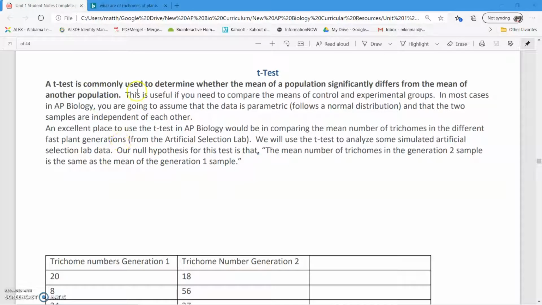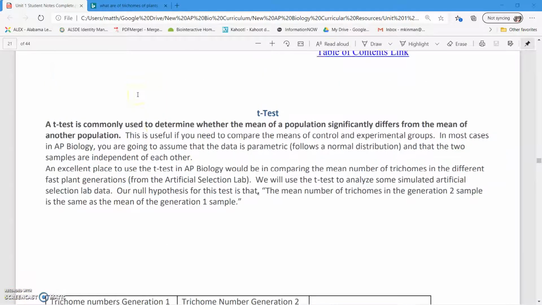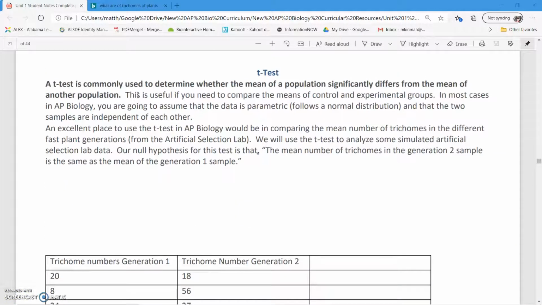So a t-test is used to determine whether the mean of a population is significantly different from the mean of another population. As it says here in your notes, by the way, this is on page 21, this is useful if you need to compare the means of a control versus an experimental group.